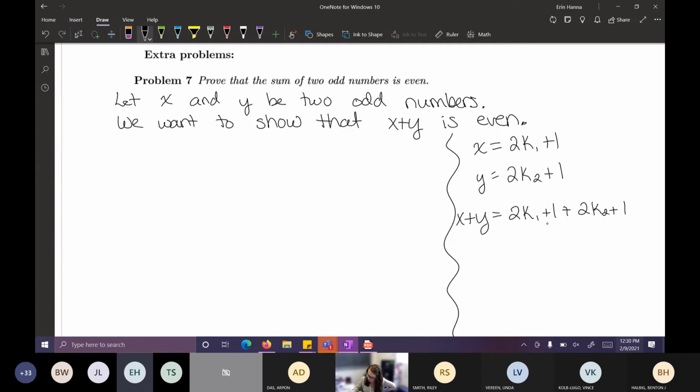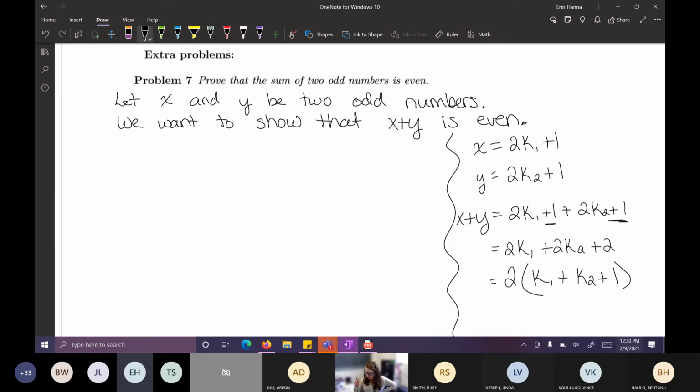And so essentially nothing can be grouped together except those plus 1s. So we'd get 2k sub 1 plus 2k sub 2 plus 2. So we really want this to be even, so we want it to be written as 2 times something. Well, all of those terms have a 2 in it, so we can pull it out. 2 times (k sub 1 plus k sub 2 plus 1). And remember, when you pull a 2 out of a 2, you need a placeholder of a 1. It doesn't magically disappear.